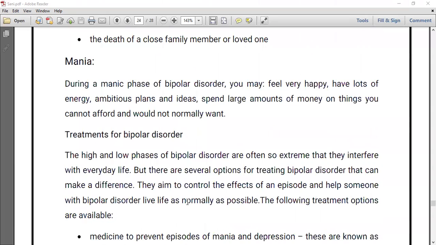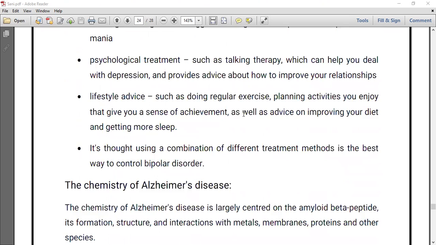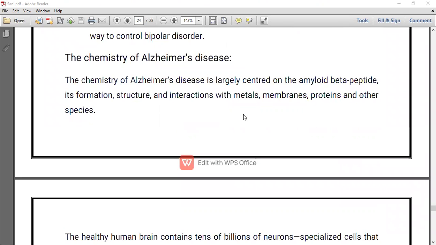The other one is mania. Mania included: during the manic phase of bipolar disorder, you may feel very happy, have a lot of energy, and have ambitious plans and ideas. And the other is the chemistry of Alzheimer's disease. This is the most important part of discussing our topic.